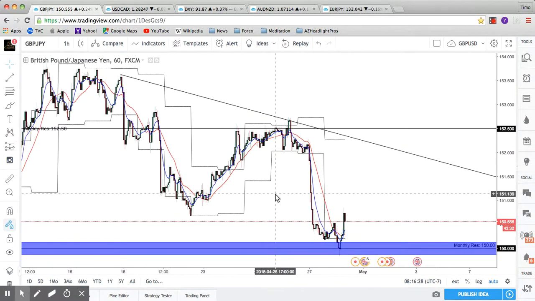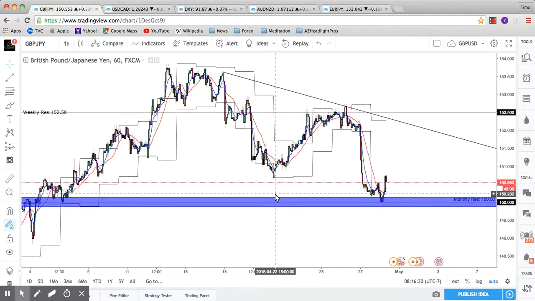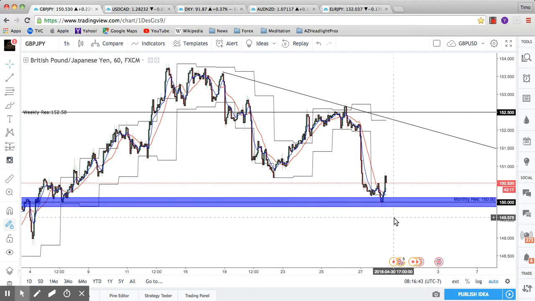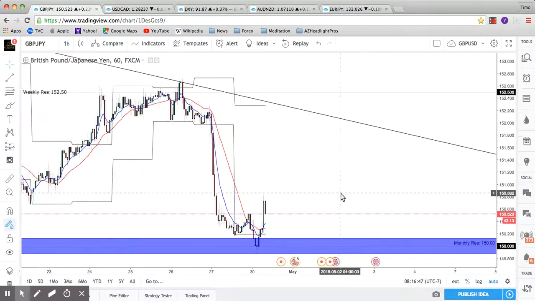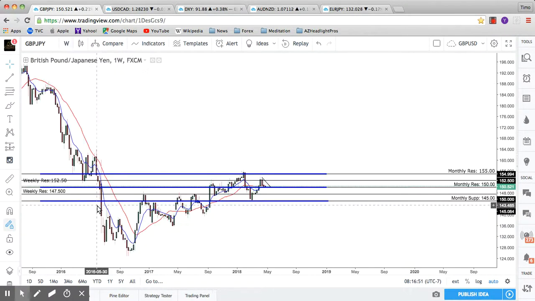Now, last week I traded pound versus the yen as well. Literally got in at 152.50, rode this move all the way down to daily lows of about 150.70, and we still came lower down to monthly support at 150. Nice psychological level. Now, let's start on a higher time frame once again.